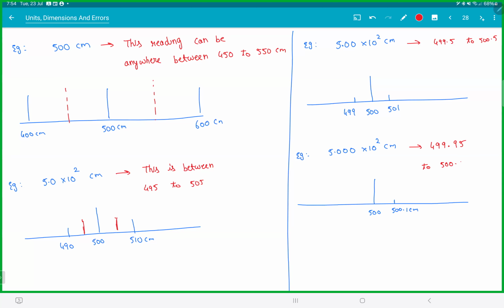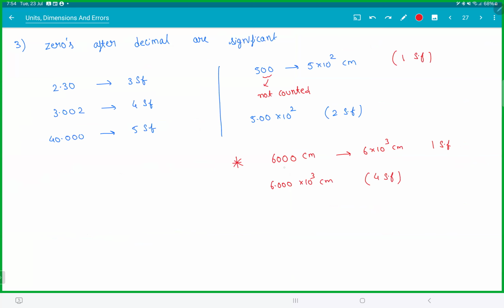499.95 to 500.05. Make sense? So when you put 4 decimals like this and tell me, I know what kind of scale you used. Is this making sense, everyone? That is the reason 6000 and 6.00 into 10 power 3 are not same. Even though both look like 6000, this reading is actually between 5500 and 6500. It could be anywhere between that, and the machine showed 6000.